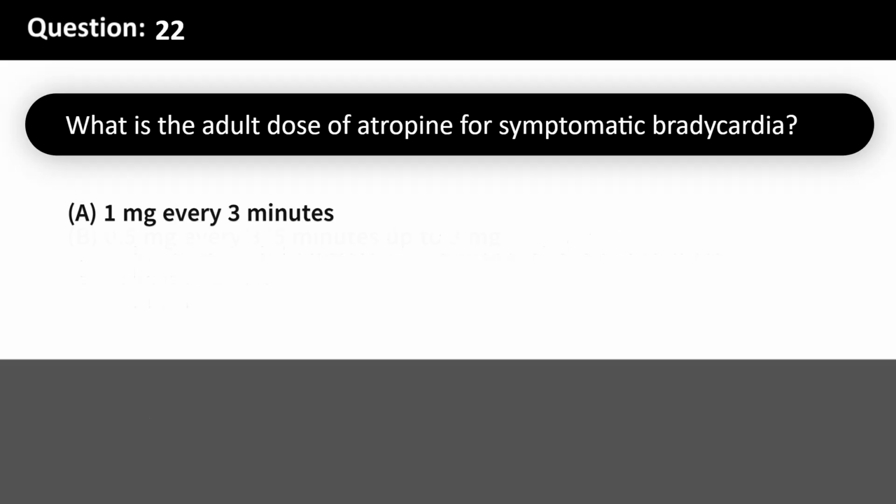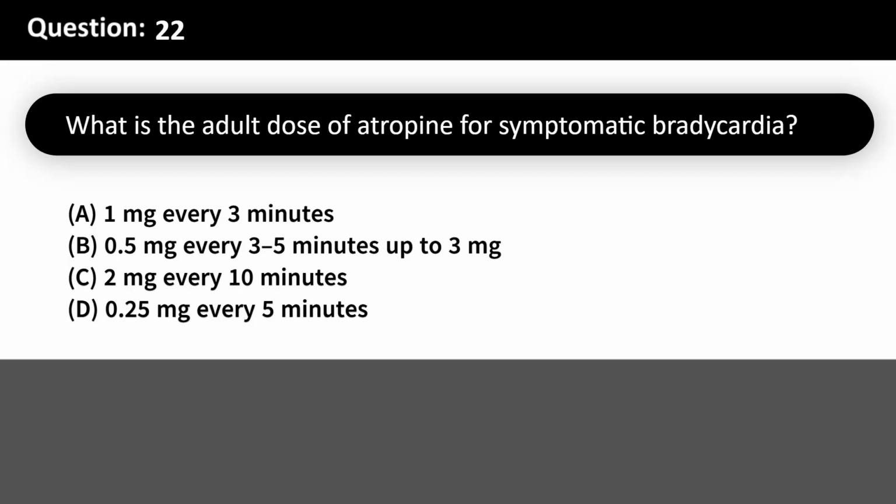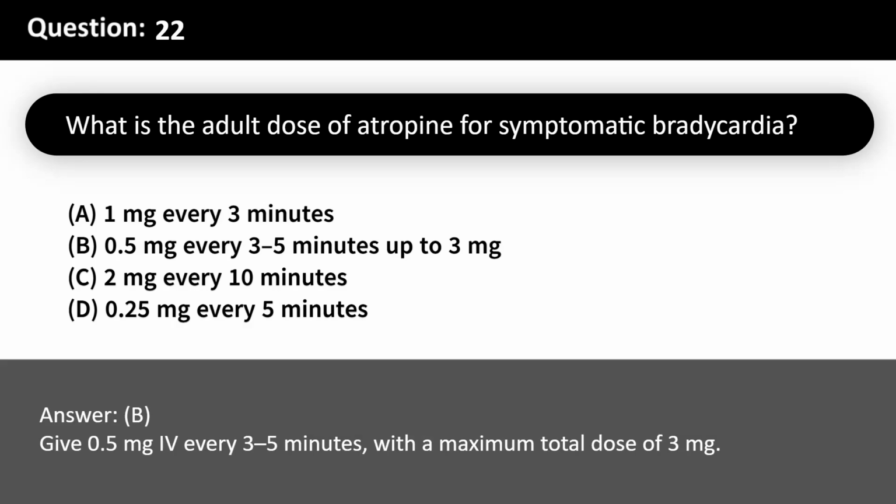What is the adult dose of atropine for symptomatic bradycardia? A. 1 mg every 3 minutes. B. 0.5 mg every 3 to 5 minutes up to 3 mg. C. 2 mg every 10 minutes. D. 0.25 mg every 5 minutes. Answer: B. Give 0.5 mg every 3 to 5 minutes, with a maximum total dose of 3 mg.